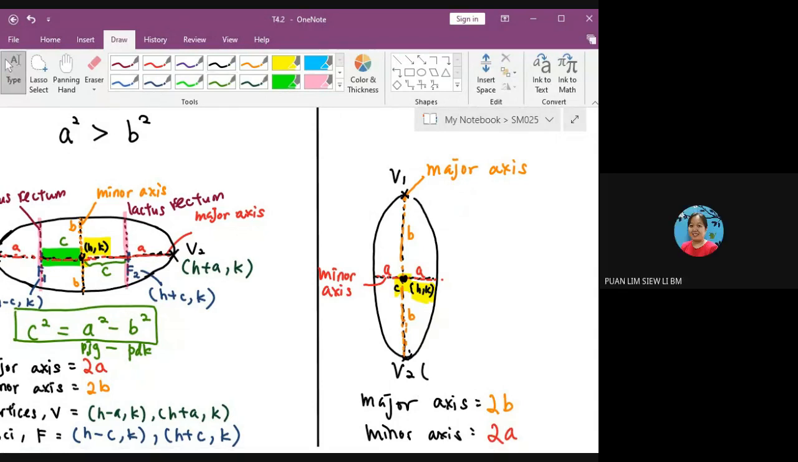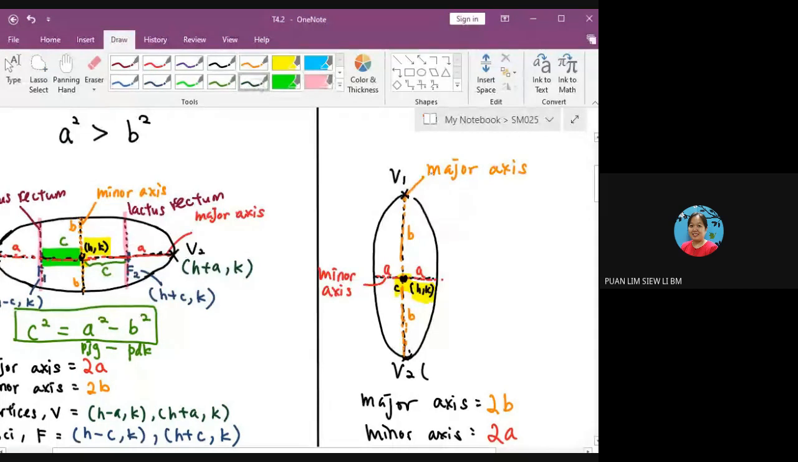So when you want to find your vertex coordinate, it will be moving up and down, correct? Just now we were finding it kiri kanan, so x coordinate yang tambah tolak. Tetapi sekarang vertices kita adalah atas bawah. So bila you anjak atas bawah, bermaksud koordinat y yang akan bertambah ke atas ataupun koordinat y akan bertolak ke bawah.